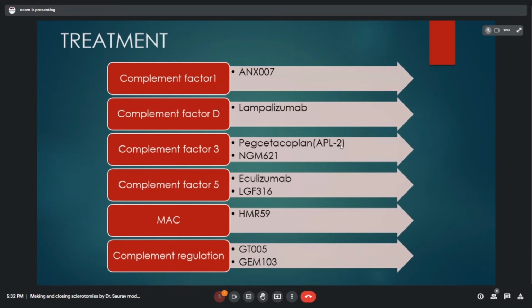Now, treatment. They are all actually undergoing trials only. Various medications and drugs have been tried to inhibit the various stages of the complement system, like complement factor 1, complement factor D, complement factor 3, 5, membrane attack complex, and complement regulation. Complement factor D inhibitor is lampalizumab, and there was a phase 2 trial, the MAHALO trial, and now it's undergoing phase 3.